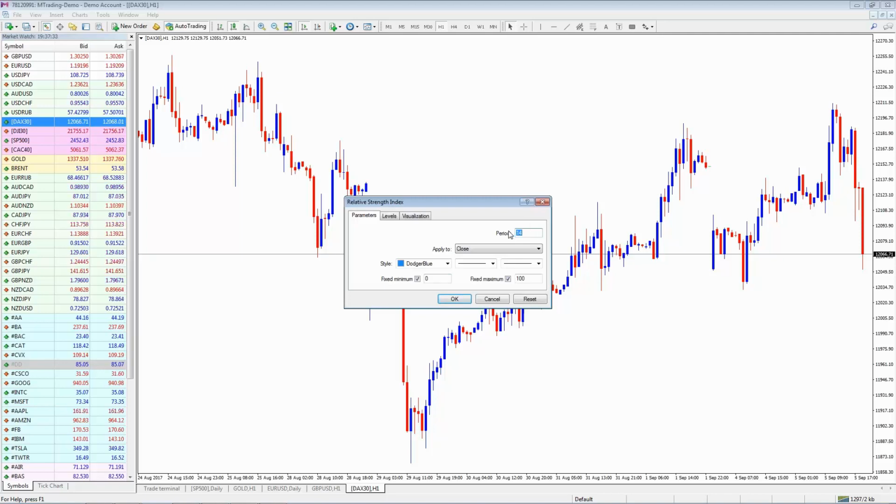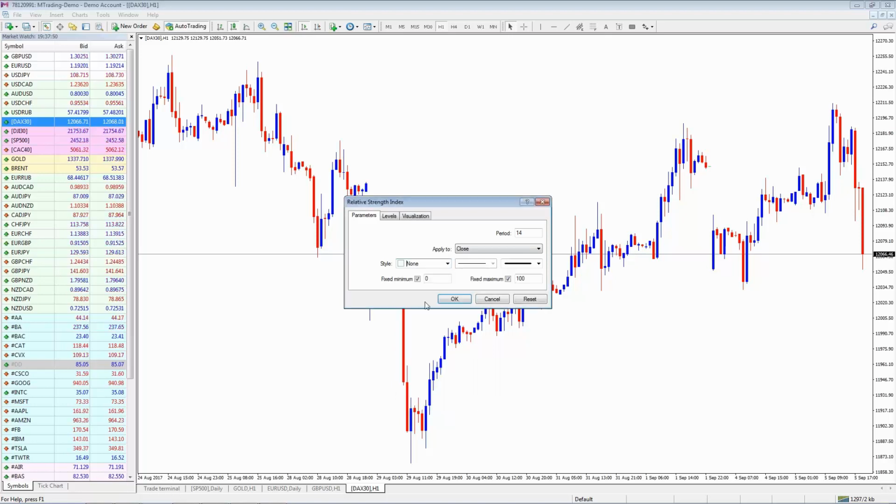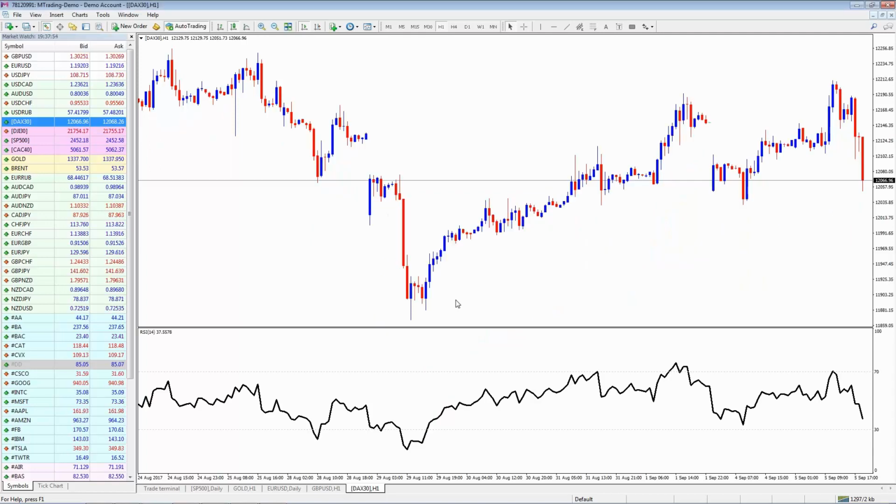The general settings are 14 periods, so that is looking at the last 14 candles and giving us a conclusion of where it is relative to the prior. So let's also give it some thickness, and let's change the color. Ooh, I've done none there. Let's try that again. There we go. So there you go, guys.